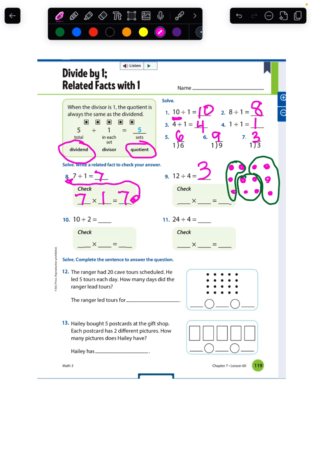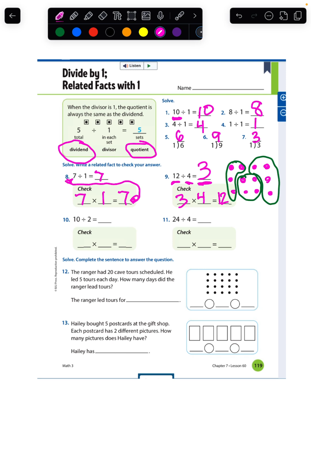So if we got it right, when we multiply our quotient times our divisor, we should get our dividend. Well, what's 3 times 4? 12. So it checks out. Now, let's say we got something here that didn't equal 12. You would know you need to go back and check your work because something is off, okay?